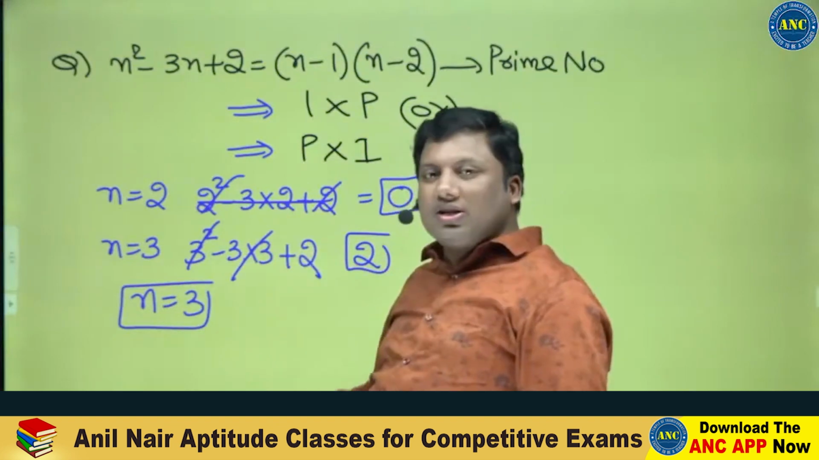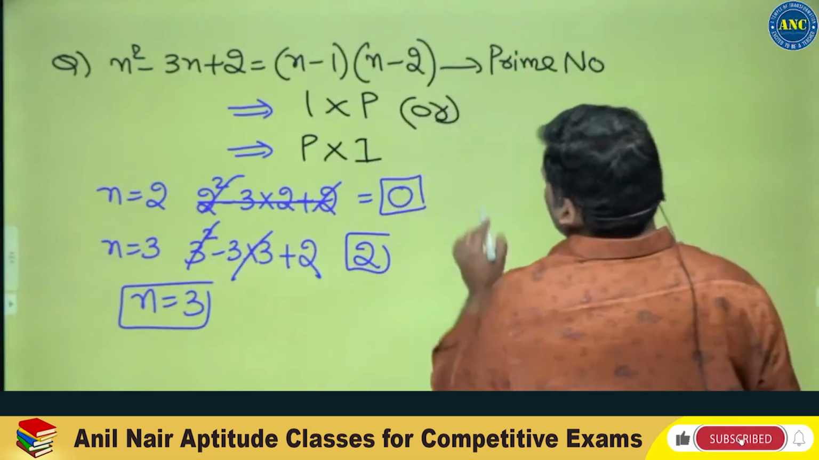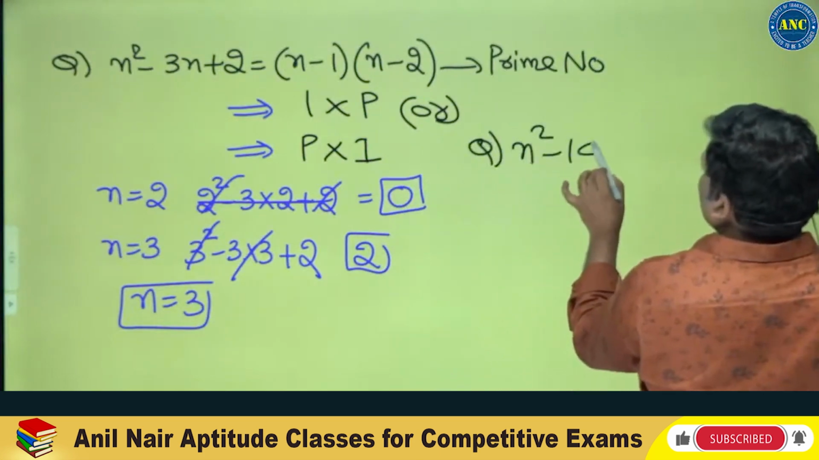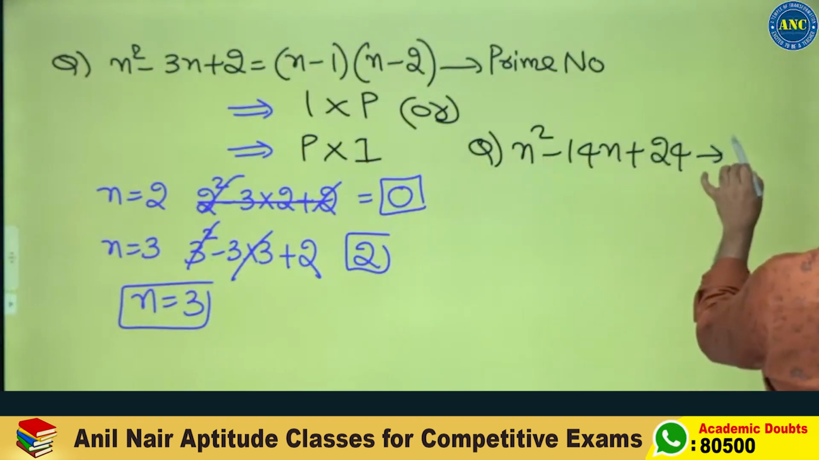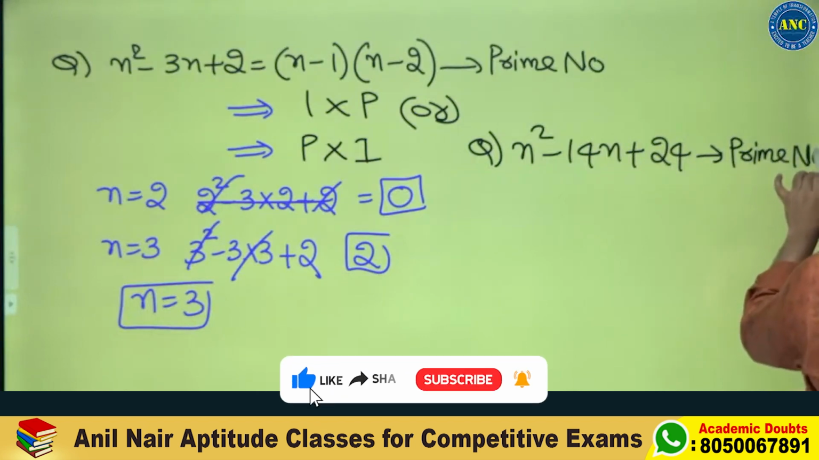Any prime number is a number which has got only two distinct factors. What are the two distinct factors? 1 and itself. Same question: n square minus 14n plus 24. This is a prime number.